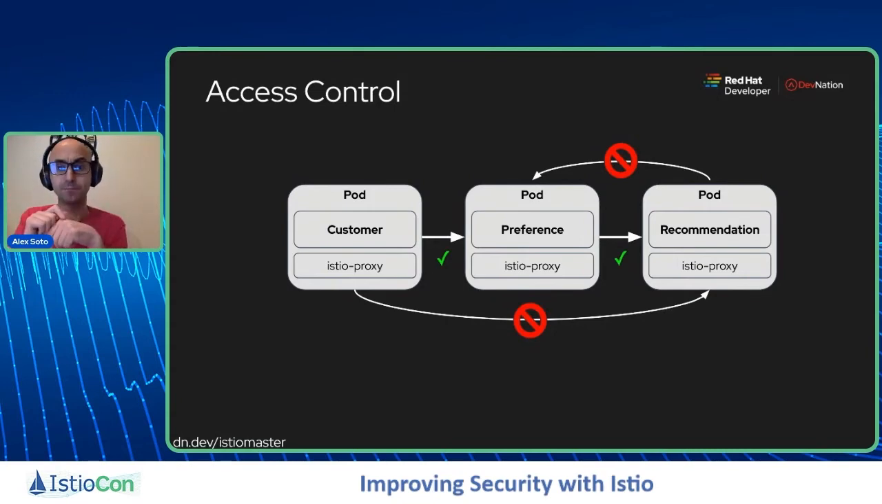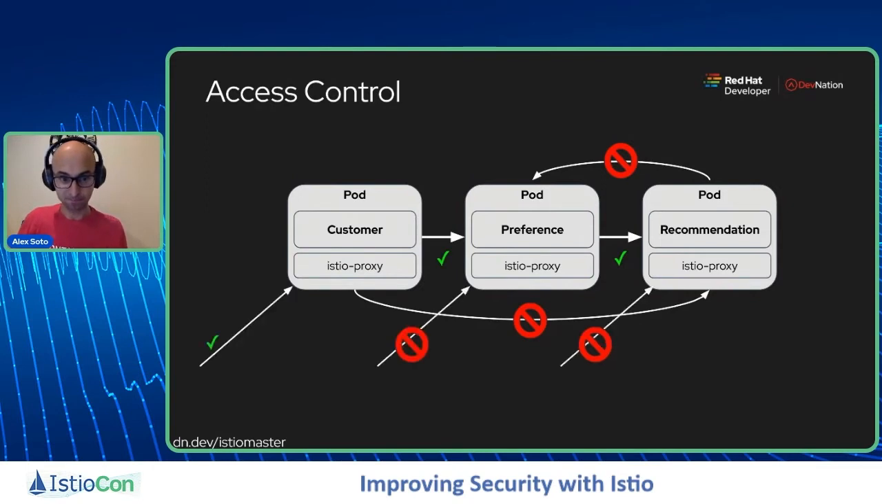And that's really important. Notice that if, for example, an attacker gets access to customer, and knows that there is this recommendation service with some interesting information, then if you do not set any access control, he will be able to make requests directly from customer to recommendation, bypassing preference. But if you set these access control rules, then Istio will protect you against this kind of attack. Of course, you can even ensure there is no external access to any of these services, so preference cannot be accessed from outside.